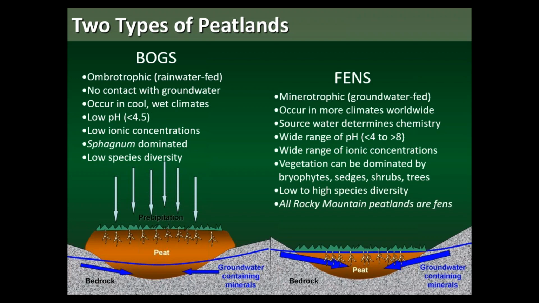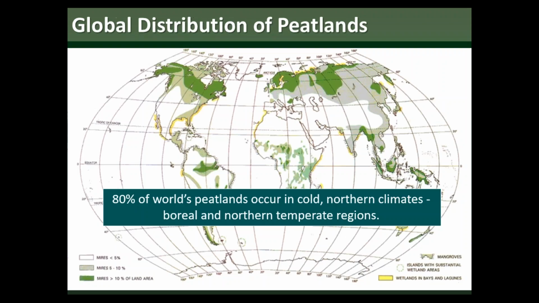In contrast, fens are minerotrophic or groundwater-fed peatlands. They occur in far more climates worldwide, and their source water really determines the chemistry of water within the fen. Fens can have wide-ranging pHs from less than 4 to greater than 8, and a wide range of ionic concentrations. Vegetation can be dominated by bryophytes, sedges, shrubs, and even trees. They can have low to high species diversity. And in the Rocky Mountains, all of our peatlands are fens.